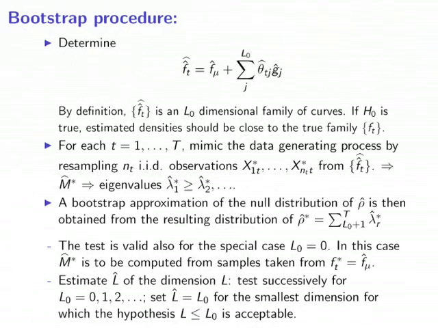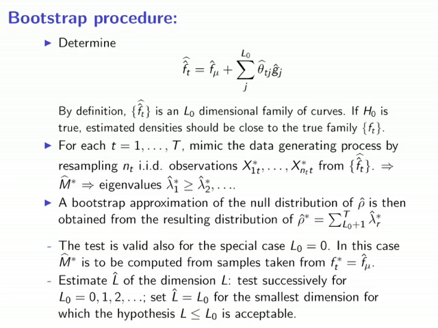What we use here to determine these things is a bootstrap procedure using the reconstructed individual curves with L0 components. Of course, this then is an L0 dimensional system of densities. And if H0 is true, these things should be fairly close to the true family of F_t. And then for each t, we mimic the data generating process by resampling IID observations from these estimated densities.